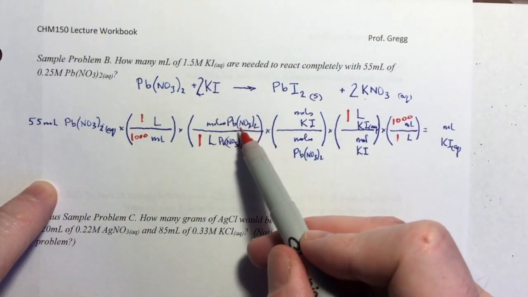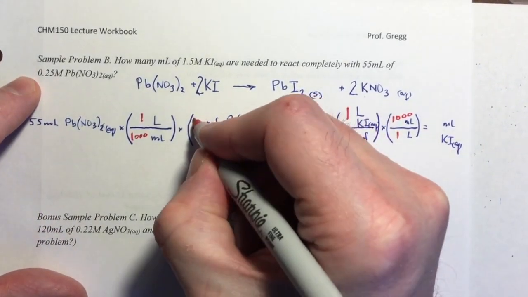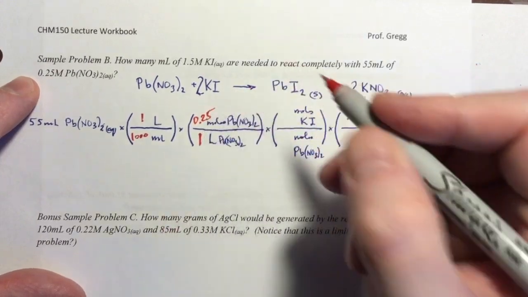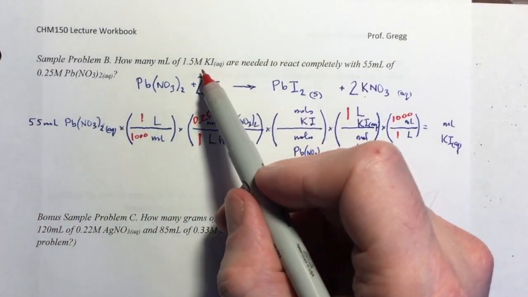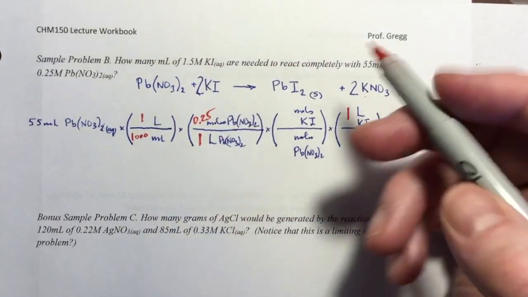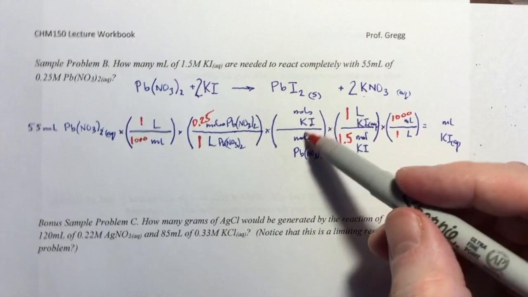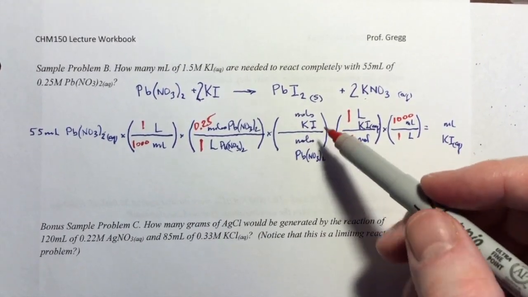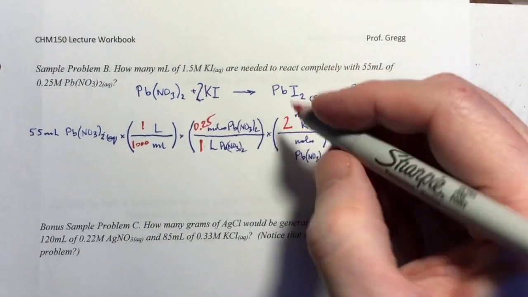How many moles per liter of the lead-containing solution? It's 0.25. How many moles of the potassium iodide per liter? It's 1.5 moles per liter. And what is my mole to mole ratio here? For the potassium iodide, it's 2. For the lead-2 nitrate, it's 1.